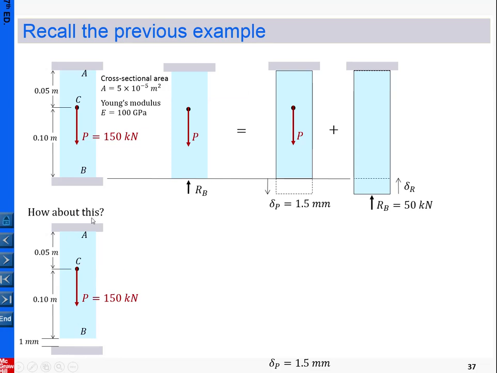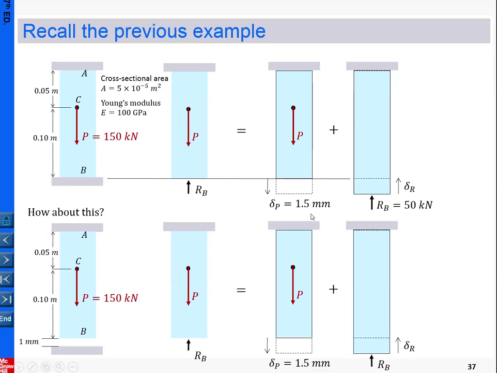Now, how about this? Instead of being fixed here, we allow a gap of 1 millimeter, and here we have the same loading P. So what happens to this structure? You can visualize the system like this. Assuming there's no constraint here, the system will be free to deform by 1.5 millimeters.